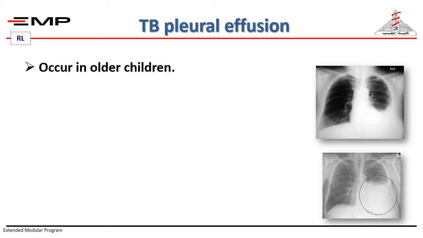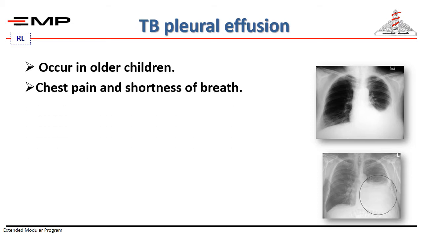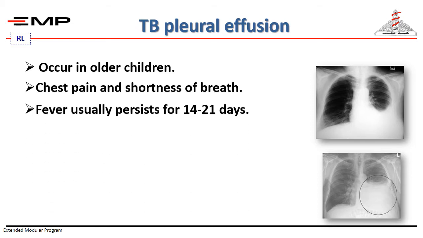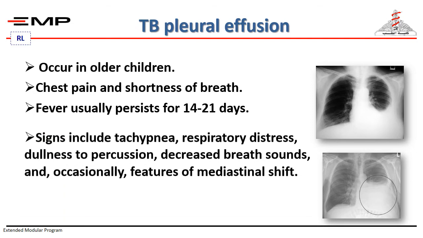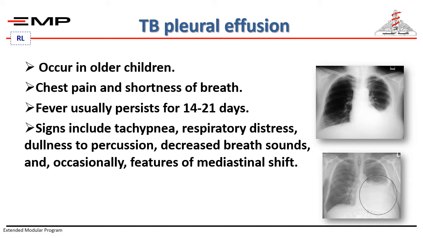It occurs usually in older children. They have chest pain and shortness of breath. Fever usually persists for 14 to 21 days despite antibiotic therapy. Signs include tachypnea, respiratory distress, dullness of percussion, decreased breath sounds, and occasional features of mediastinal shift. These signs are of any type of pleural effusion. So if there is pleural effusion not responding to antibiotics, consider TB pleural effusion. Usually unilateral in nature.